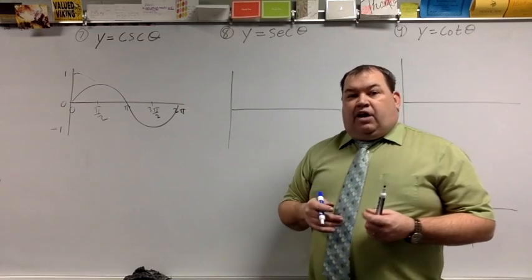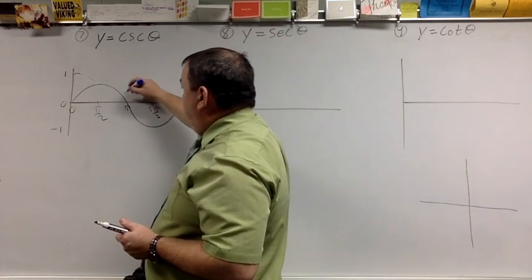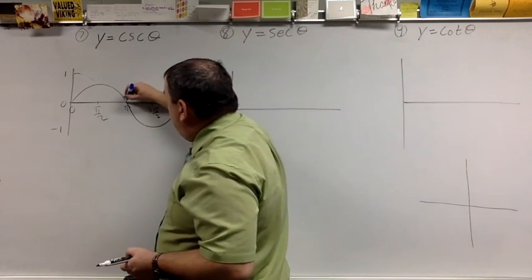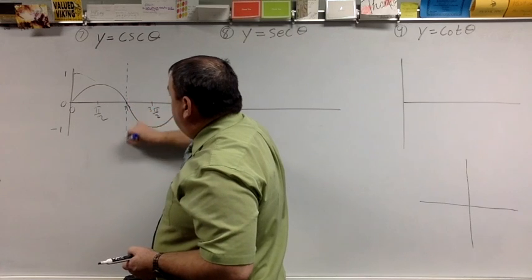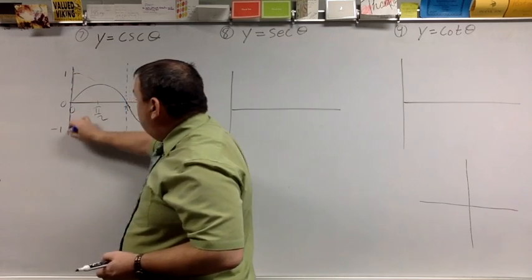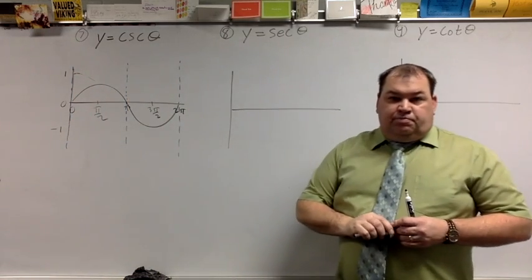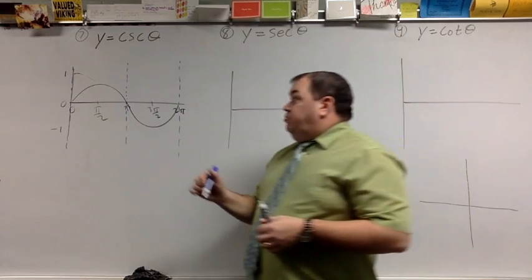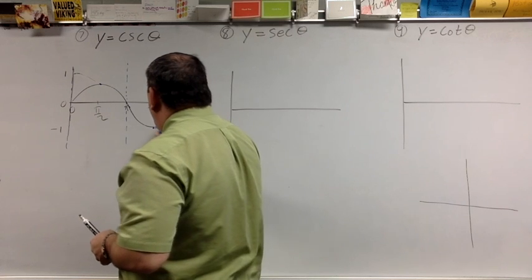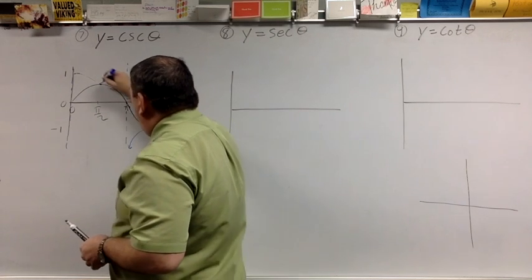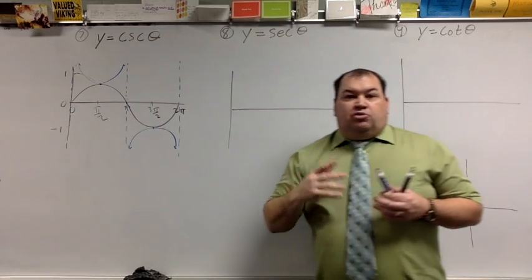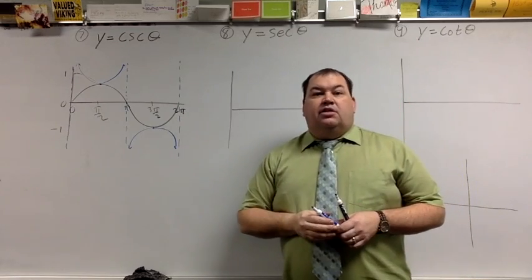What I'm going to do now is everywhere it crosses, remember these are zeros, if I reciprocal zeros, I get undefined situations. So everywhere that it crosses, I have these asymptotes. And everywhere I see a peak or a valley, I'm going to put in a parabola. Now what you see in blue is the cosecant function.